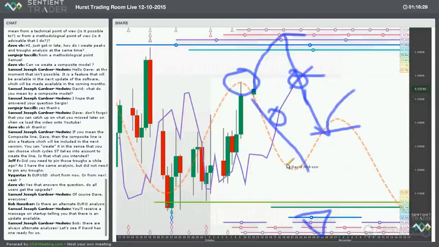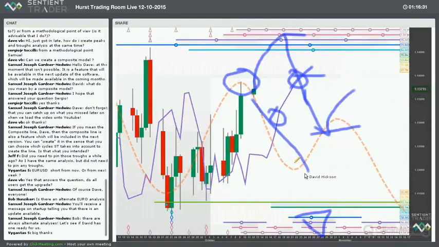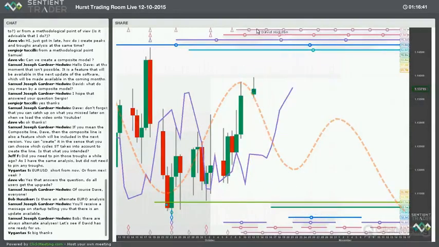And right, Dave, that answers the question. Do all users get the upgrade? Yes. Okay. I see Sam's analyzing that. Fantastic. And Bob says, is there an alternate euro US dollar analysis?